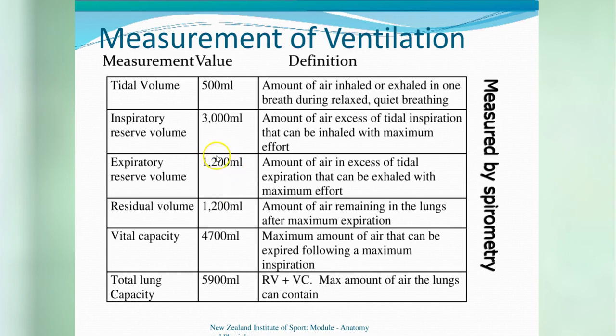Why can't you blow more than that out, even though you've got far more potential to breathe in? Because we must always keep some air in our lungs. This 1,200 mils of air, so around a pint in each lung, is there to keep our lungs inflated and stop them from sticking together.